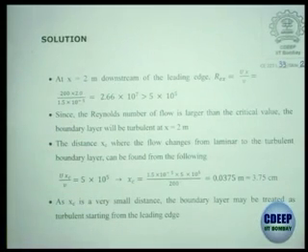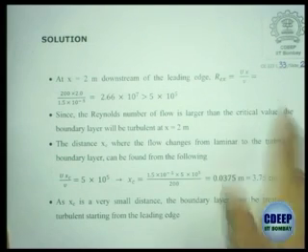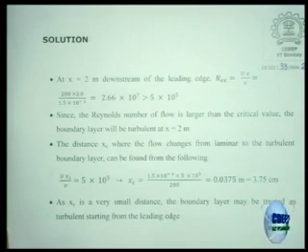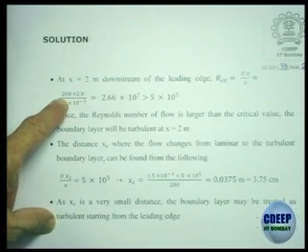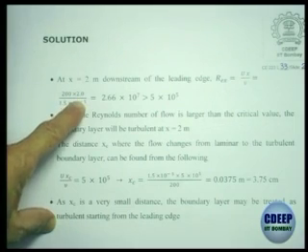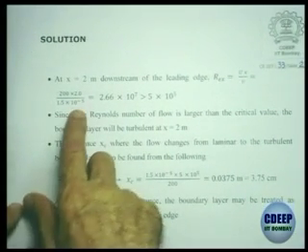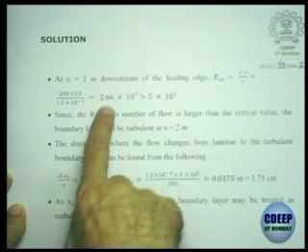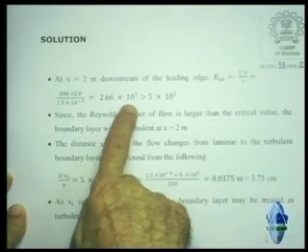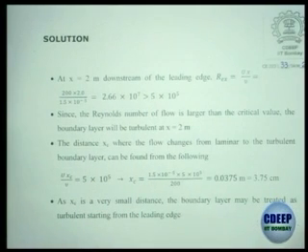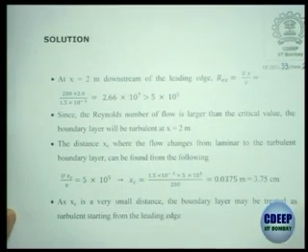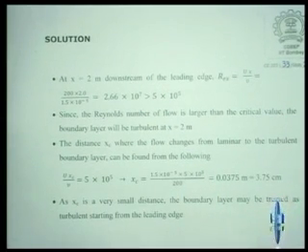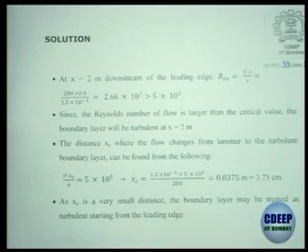At x equal to 2, always you need to first establish the Reynolds number, which is equal to u into x divided by nu, and that is equal to 200 is your velocity, x is your distance, and nu is 1.5 into 10 to the power minus 5, which is equal to 2.66 into 10 to the power 7, which is far, far greater than the critical Reynolds number, which is 5 into 10 to the power 5. So this indicates that the boundary layer is turbulent at the end of the plate.